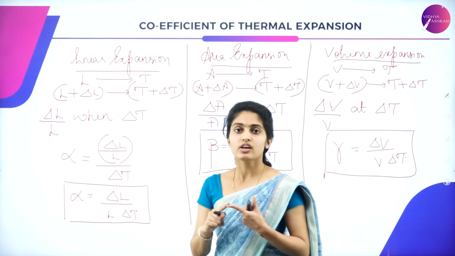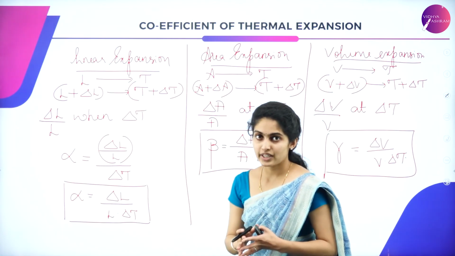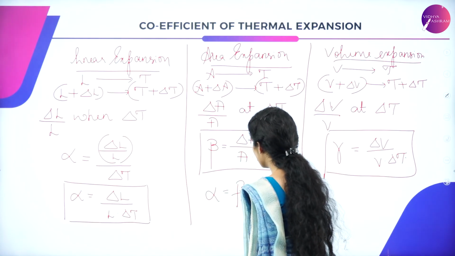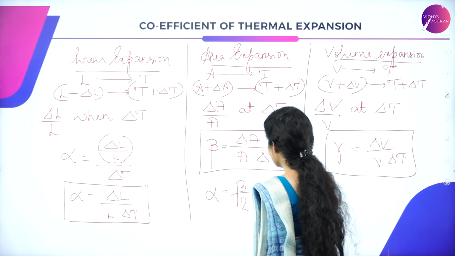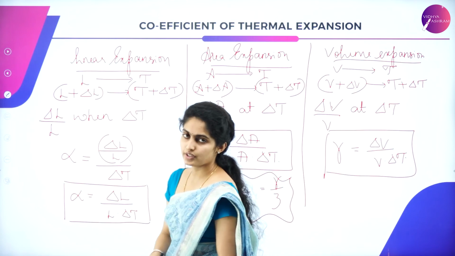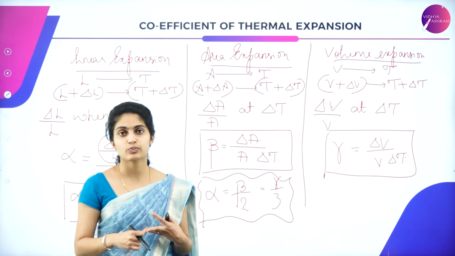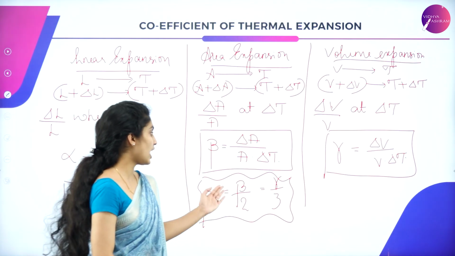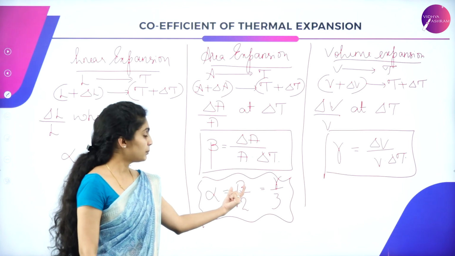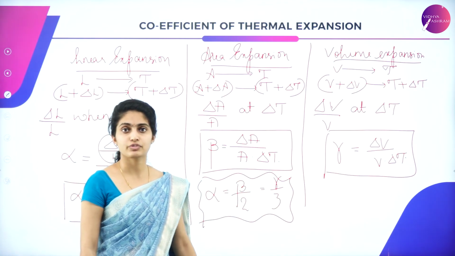For linear, area and volume expansion, there is a small relation, and that relation is given by alpha is equal to beta by 2 is equal to gamma by 3. This is the relation between the three coefficients, wherein alpha represents the coefficient of linear expansion, beta represents the coefficient of area expansion, and gamma represents the coefficient of volume expansion.